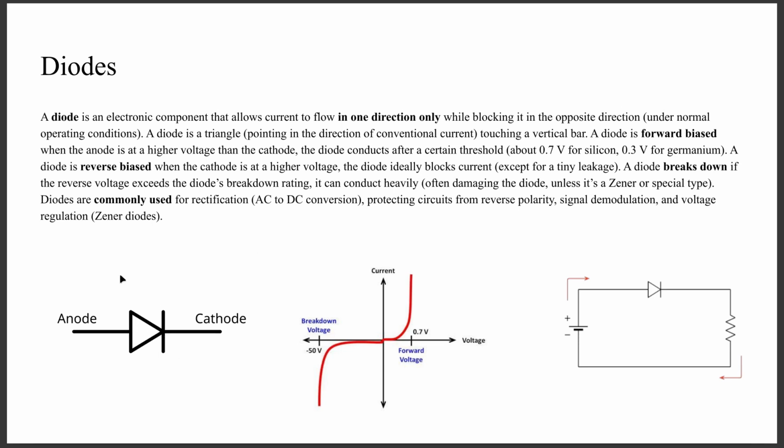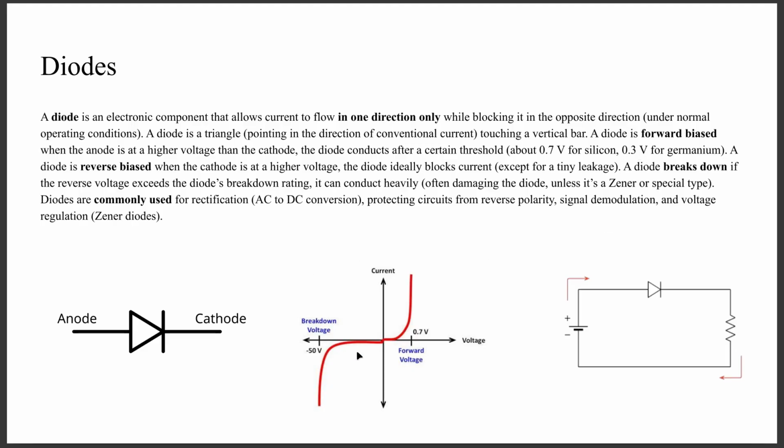A diode is forward biased when the anode is at a higher voltage than the cathode. The diode conducts after a certain threshold. That's 0.7 volts for silicon and about 0.3 volts for germanium.